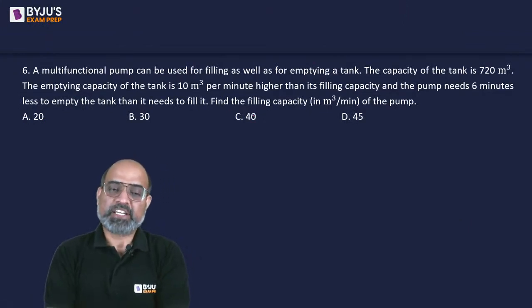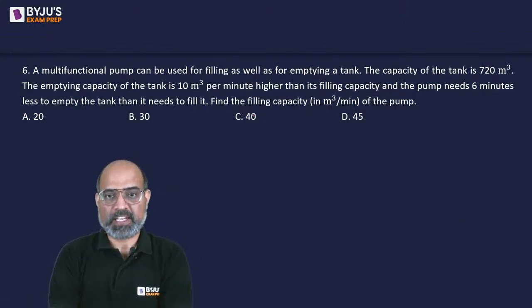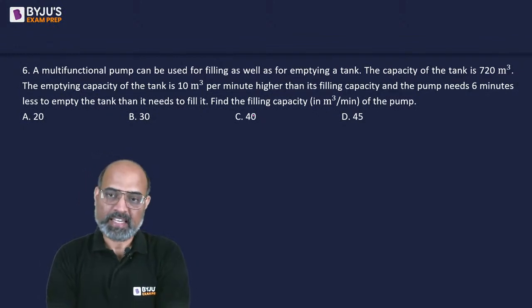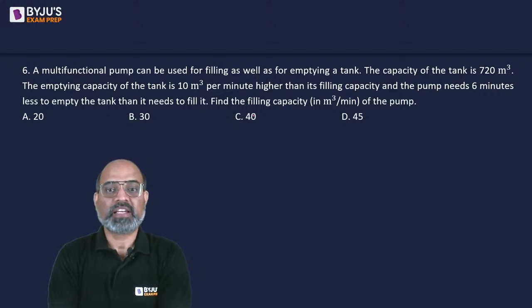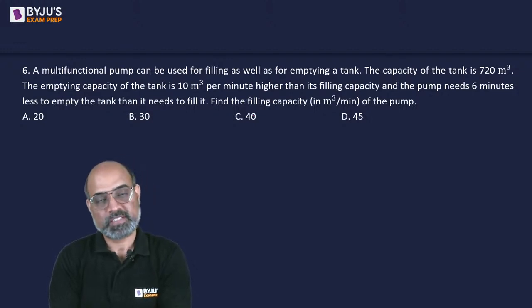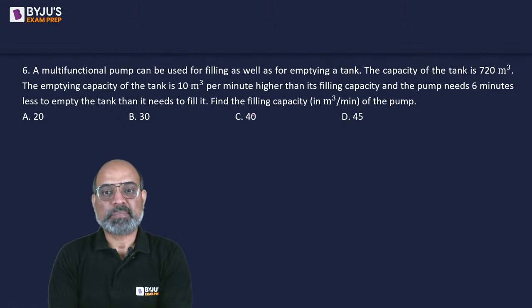Okay, next. A multifunctional pump can be used for filling as well as for emptying a tank. The capacity of the tank is 720 meter cube. The emptying capacity of the tank is 10 meter cube per minute higher than its filling capacity, and the pump needs 6 minutes less to empty the tank than it needs to fill it. Find the filling capacity of the pump.